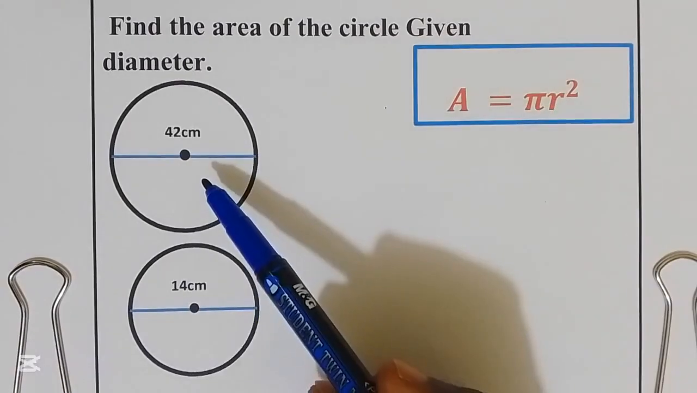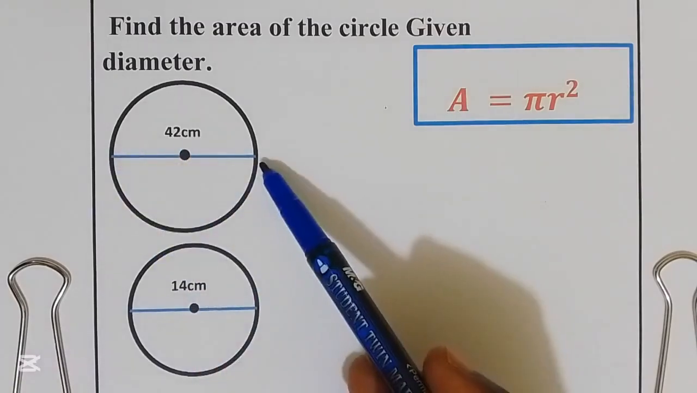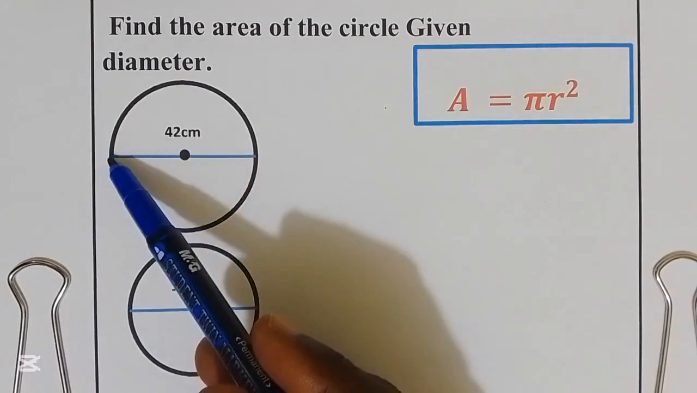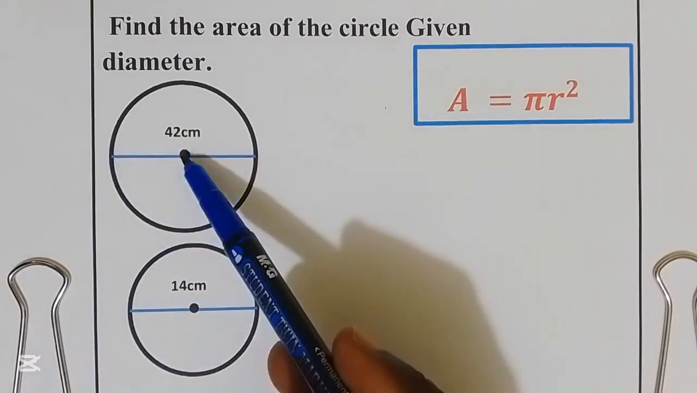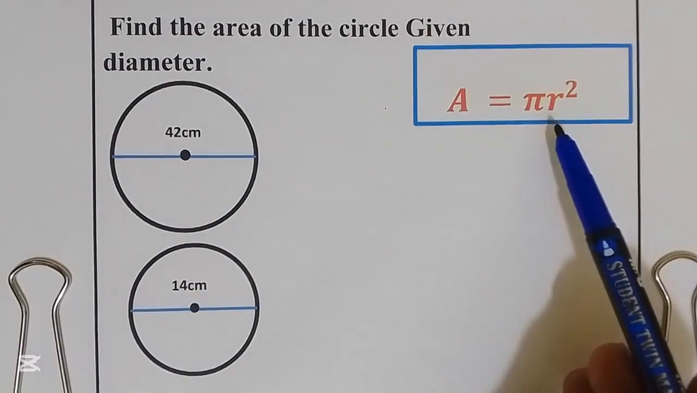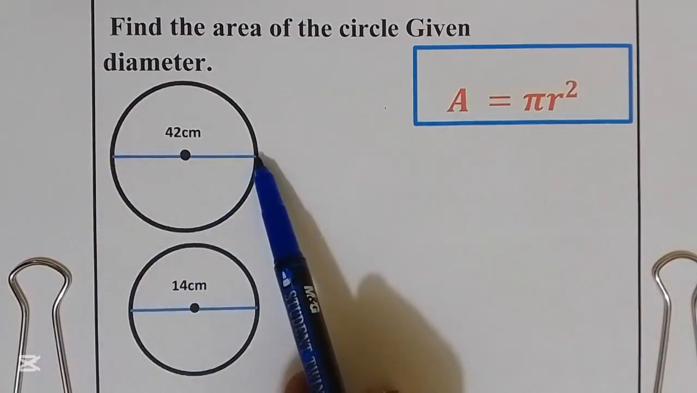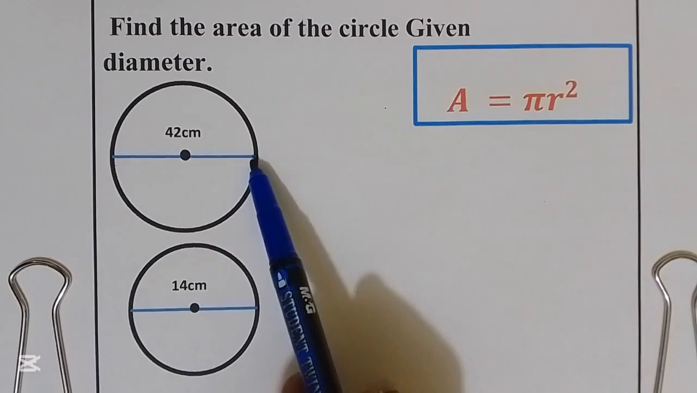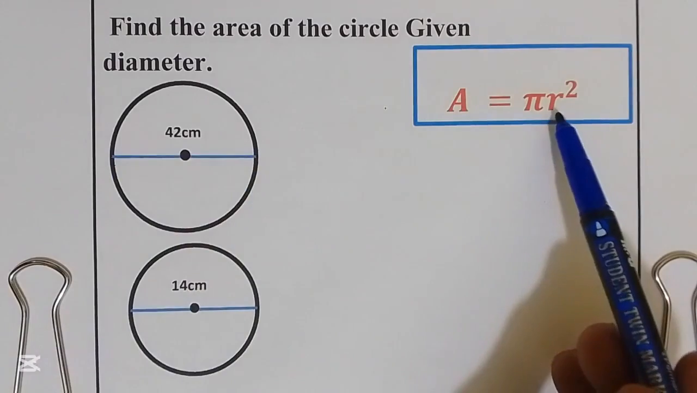As you can see, in our question they have given us the diameter, that is the distance from one edge of a circle to another edge of a circle through the center of the circle. In our formula, we have radius, so we need to find the radius from the diameter that they have given to us. Let us see the relationship between the diameter of a circle and the radius of a circle.